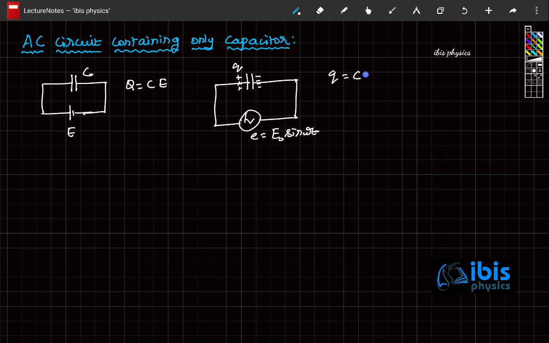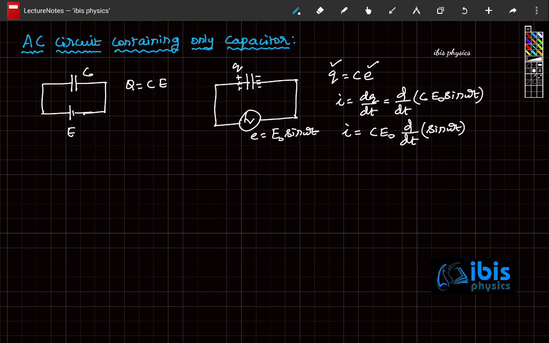q is equal to C into the potential difference applied, which is E. Because this is changing, this is also changing. So the current I is equal to dq divided by dt. That means d by dt of C into E, where E is E naught sine omega t. So I is equal to C E naught, which is constant, into d by dt of sine omega t.